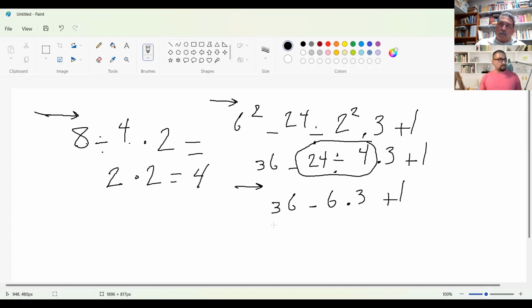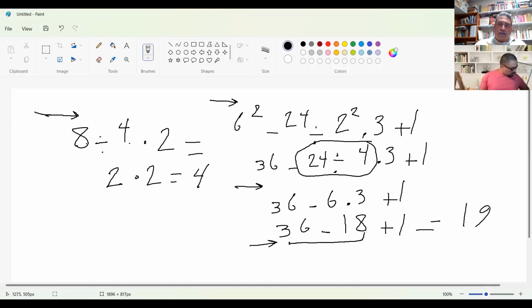Do you follow me? Okay, then 36 minus 6 times 3, 18, plus 1. So the answer would be 19, because going from left to right, 36 minus 18 is 18, plus 1 is equal to 19. All right.